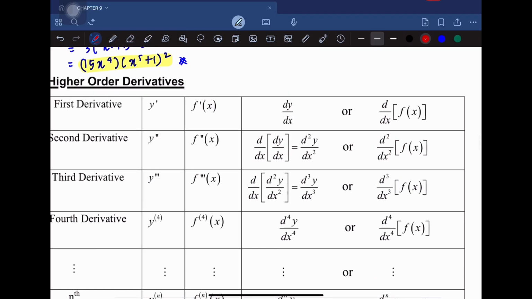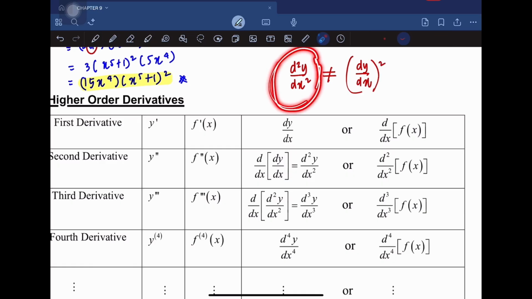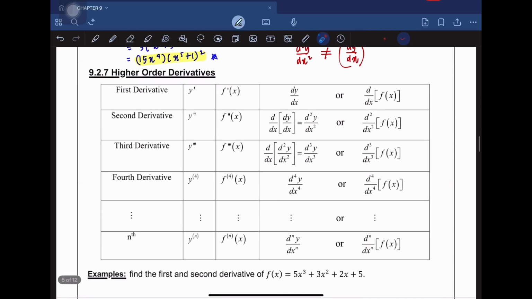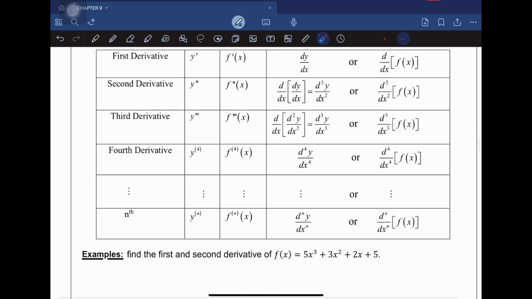So basically apa yang saya nak highlightkan dekat sini is your d2y dx square will be not the same as (dy dx) square. Itu benda yang berbeza guys. So this is derivative kali kedua ataupun second derivative. This one is square of first derivative. Alright, so kalau third derivative and so on pun sama je. So you will have 3 prime dekat sini ataupun differentiate second derivative ataupun d3y dx cube and so on.